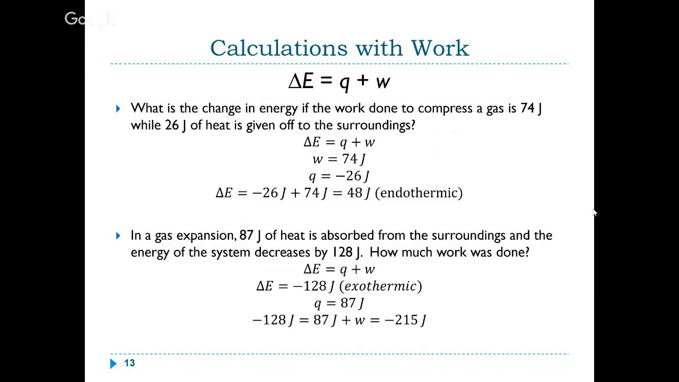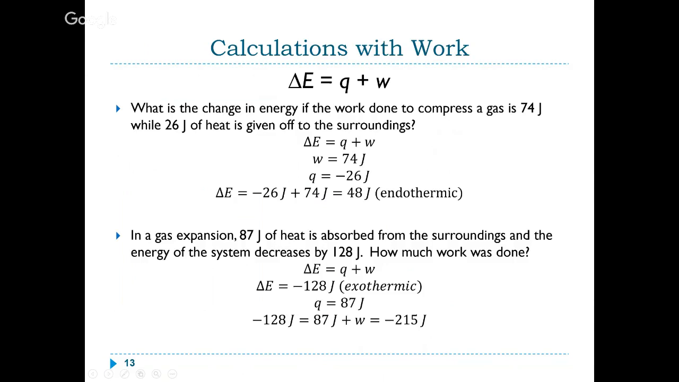So delta E equals Q plus W. What is the change in energy if the work done to compress the gas is 74 joules while 26 joules of heat is given off to the surroundings? In reading these types of questions, the most important thing is simply identifying what the signs are associated with E, Q, or W. So it says work is done to compress the gas, which means that the gas is absorbing this amount of energy, which makes it positive. It says that this amount of heat is given off. If this is given off, then this value is negative.